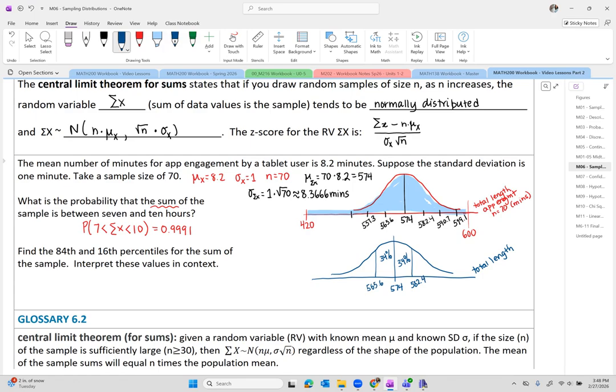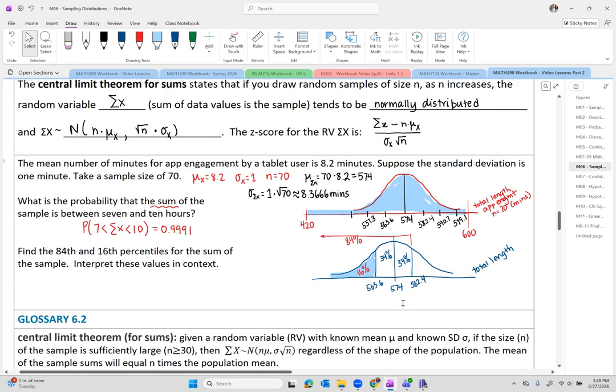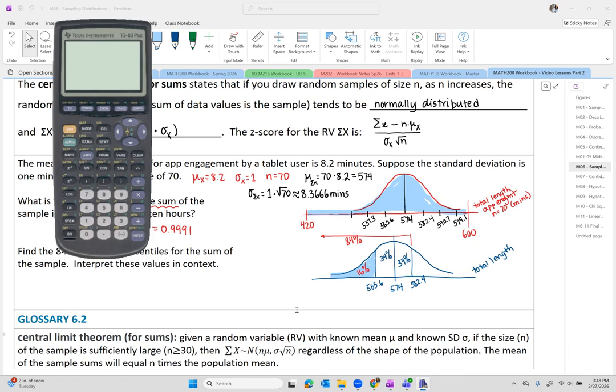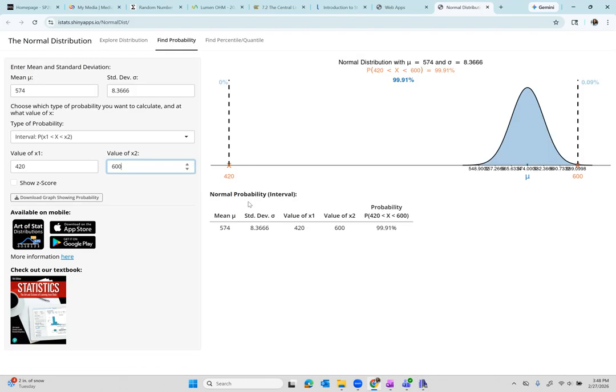and this is 565.6. And we know that below that value, I will have 16% of the data. And then from 34% above the mean all the way to the left, that will be 84% of the data. So I'm expecting that the 84th and the 16th percentiles will be very close to these values that are one standard deviation away from the mean. So let's see if that is true from our app.